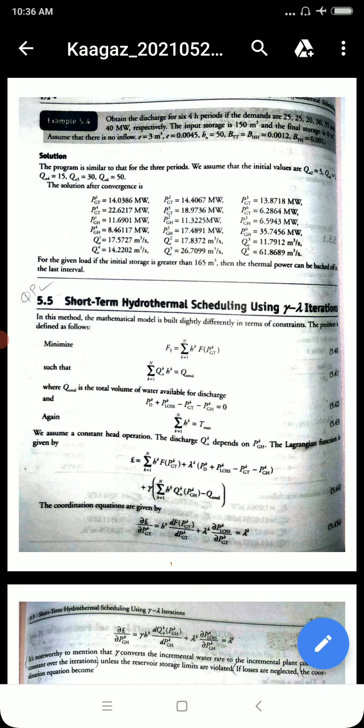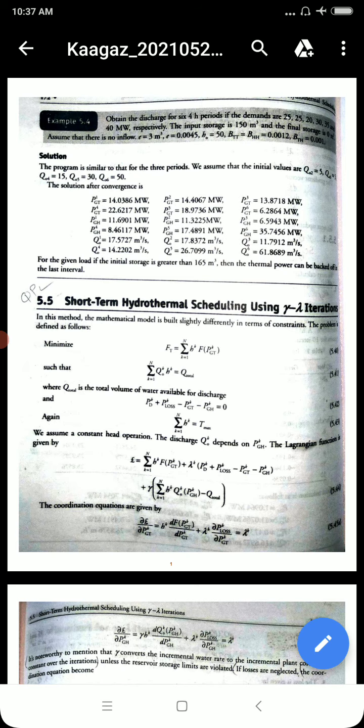In the previous class you have seen hydrothermal scheduling using the scheduling energy method as well as the discrete time interval method. Today we will see another method, called short term hydrothermal scheduling using gamma and lambda iterations. It is a little bit different from the previous method, where the constraints are going to change.